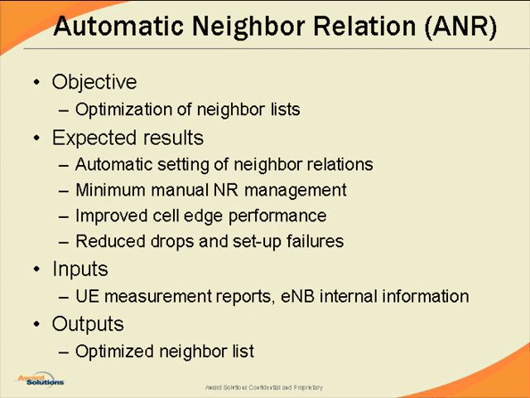Okay, first, automatic neighbor relation. What is the objective? The objective is to optimize the neighbor list. Now, just refreshing your memory. Maybe I should ask you a question. Here is the eNodeB. Here is the UE. The UE is in the connected mode. We have an RRC connection between the UE and the eNodeB in a given cell.